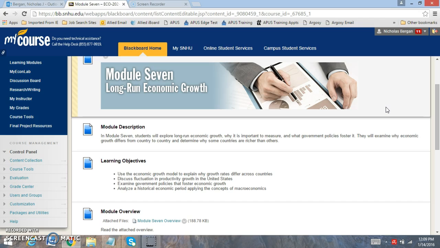Module 7 is going to be looking at the long-run economic growth model, and we're going to be looking at different policies that will help foster economic growth and some of the fluctuations that occur within productivity in the United States. When we look at economic growth, you'll notice it's very important for our economy because it creates more jobs, lowers the unemployment rate, and creates long-run stability.